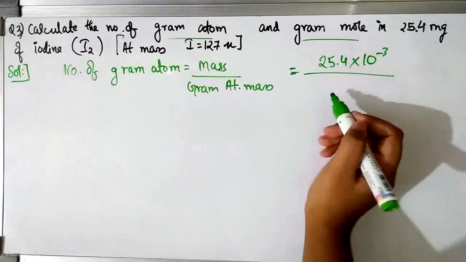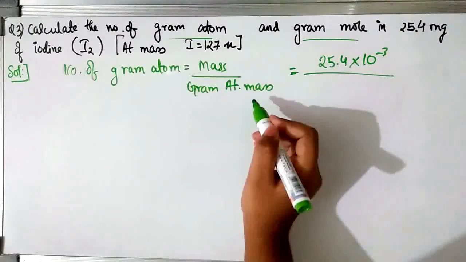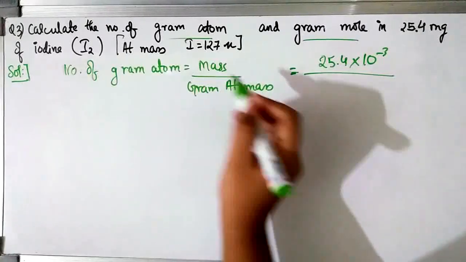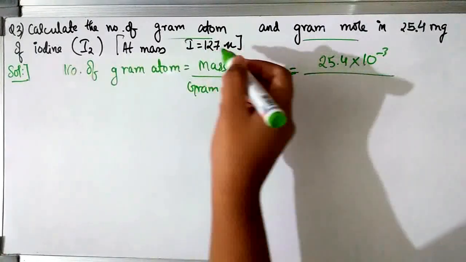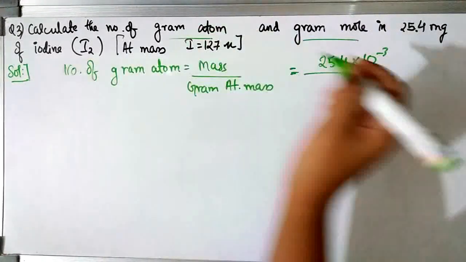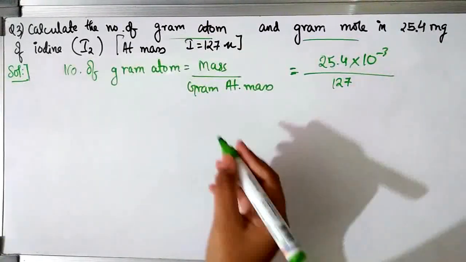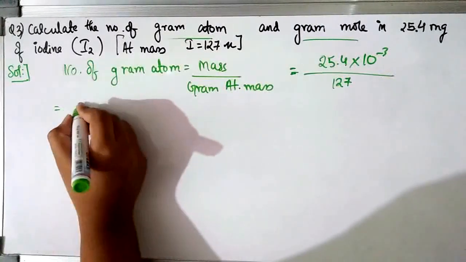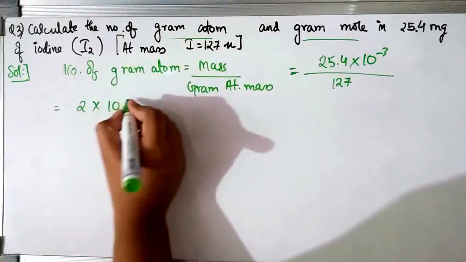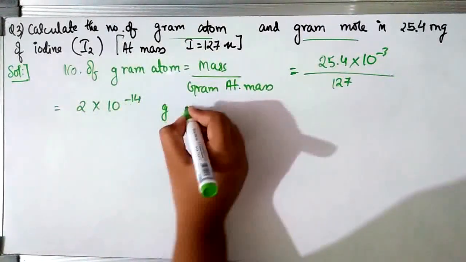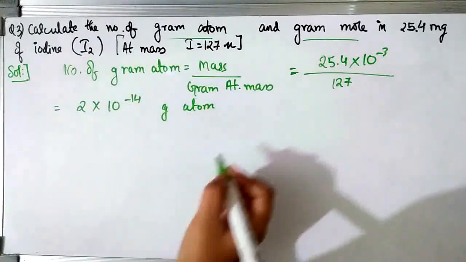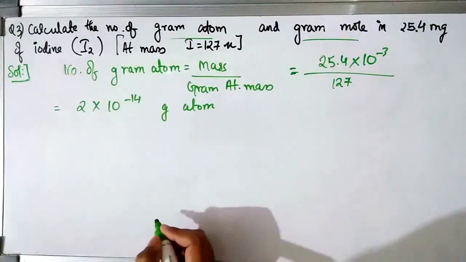So that is the given mass, and then you have to write the gram atomic mass. Gram atomic mass is nothing but your atomic mass in grams. So 127, which is your atomic mass, is only your gram atomic mass, which is nothing but 127 grams. So when you solve this, you get the answer to be 2 into 10 to the power minus 14 gram atoms. So that is the number of gram atoms.